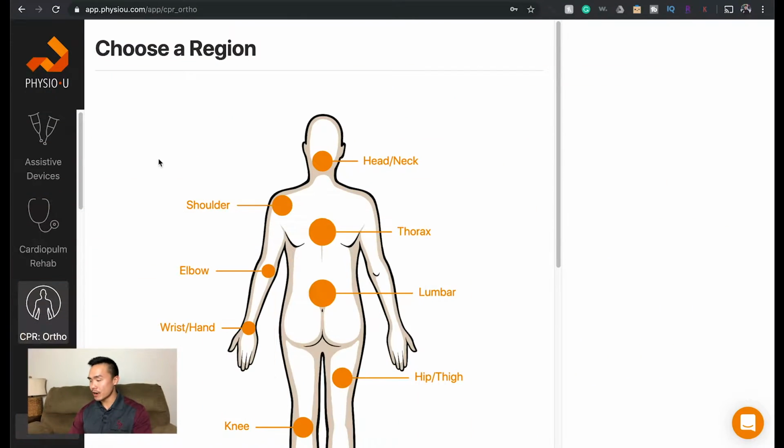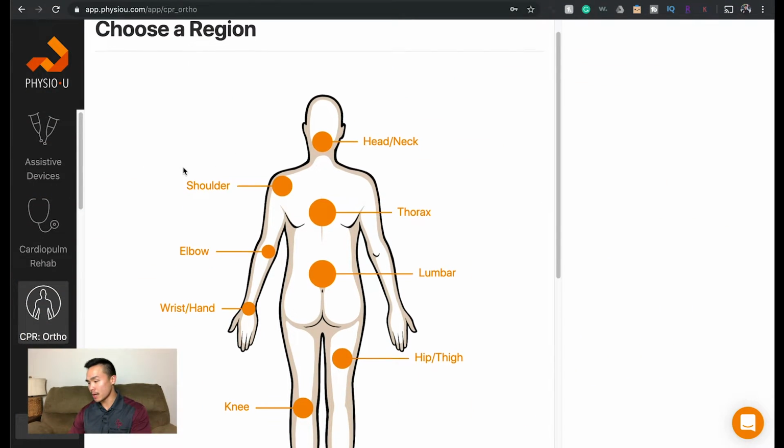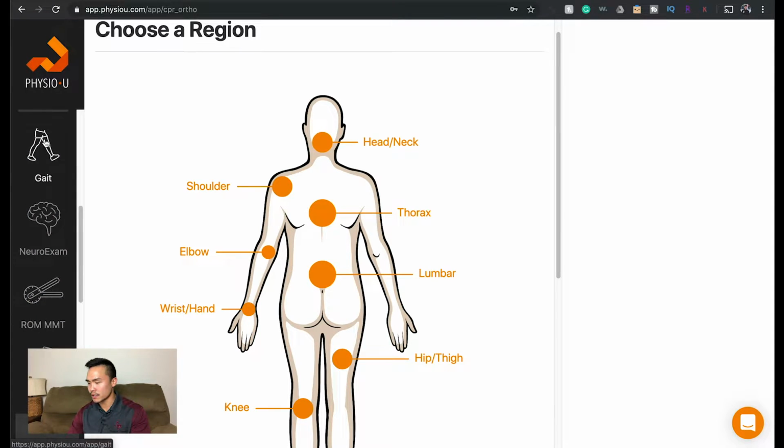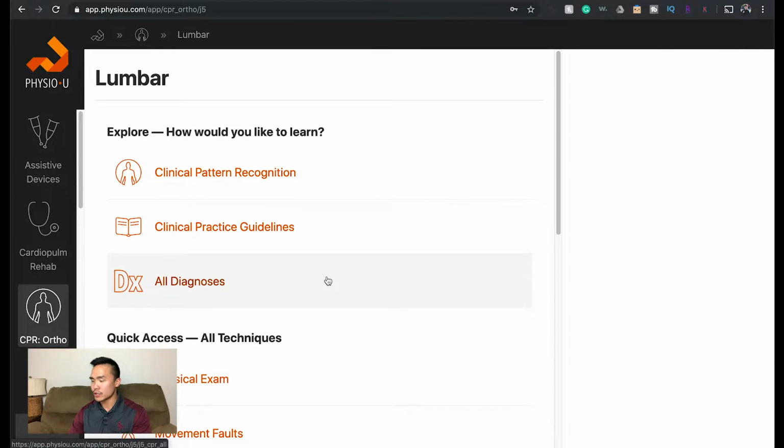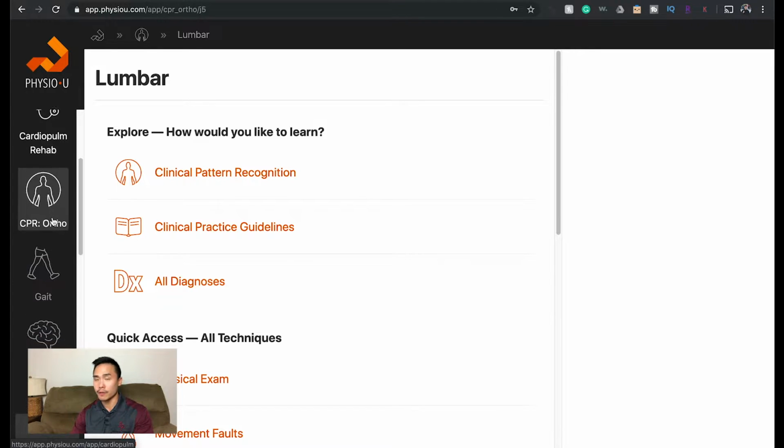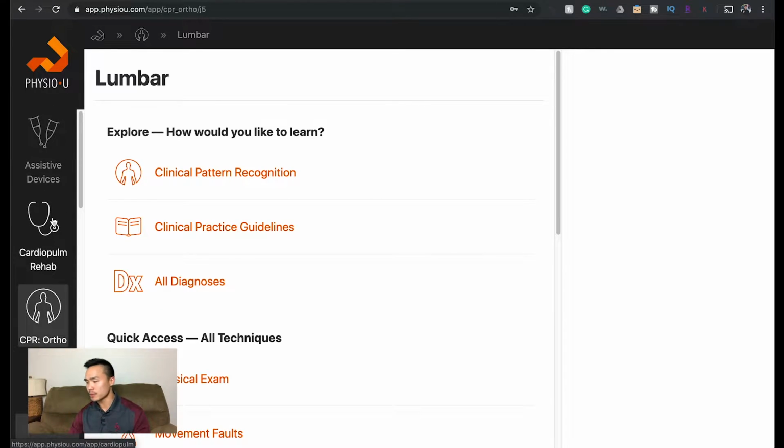Okay, so I signed in on my laptop, and I already went into the ortho section here on the left side. As you can see, the PhysioU app also offers different things like gait, neuro exam, MMT. If you're just starting out, this is a really good app to look at. But for now, we're going into lumbar. I talked about the best apps for physical therapy, and PhysioU is definitely one of them, which I'll link in the description. So definitely go check out that video.